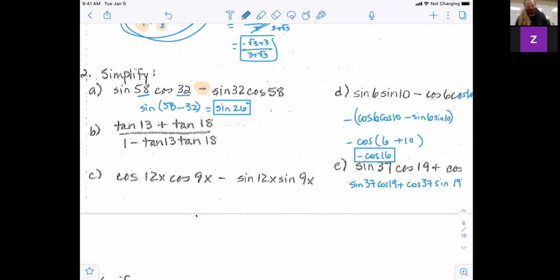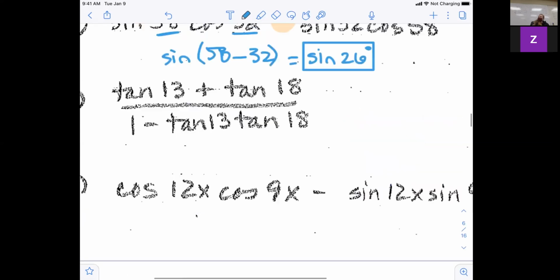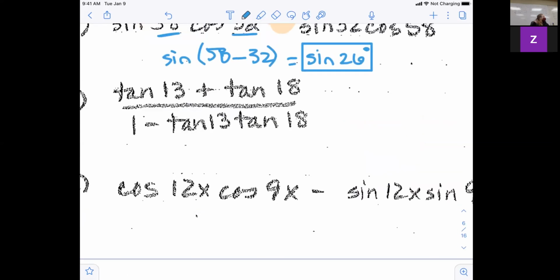All right. Letter B says tangent of 13 plus tangent of 18 over 1 minus tan of 13, tan of 18. Does this look like sine, cosine, tangent? Which one? Tangent? I'm doing 13 and 18. Am I adding or subtracting these? Adding.